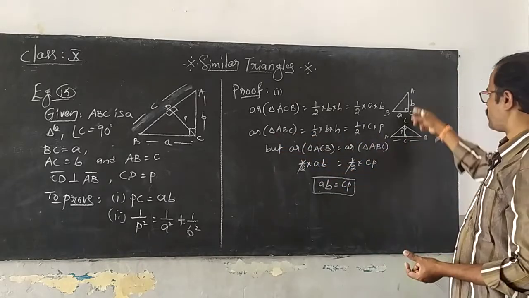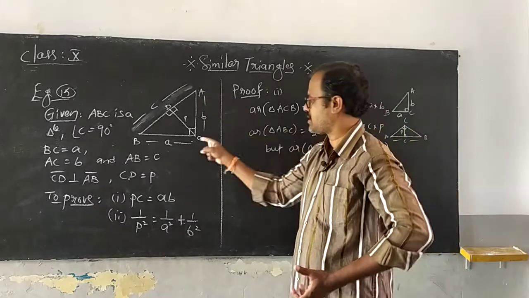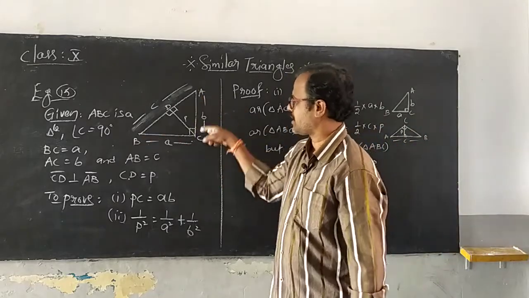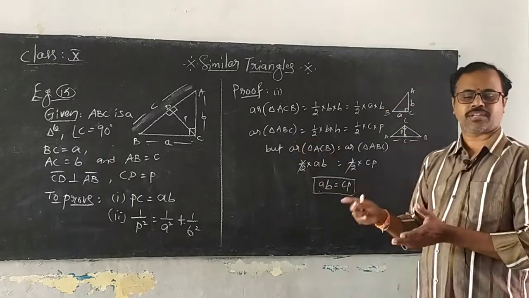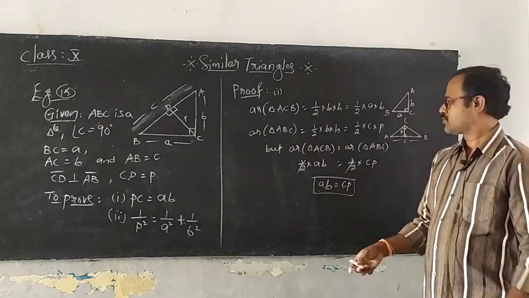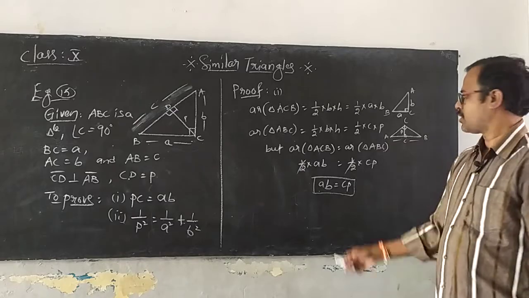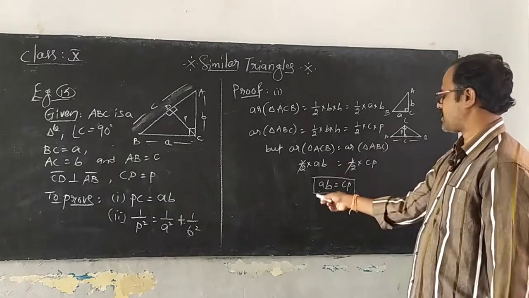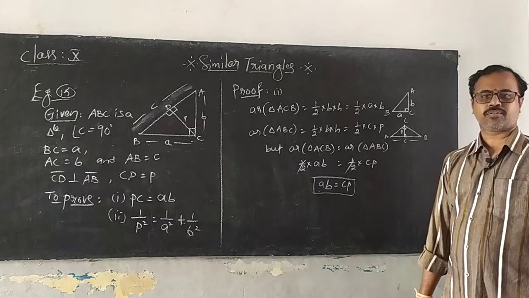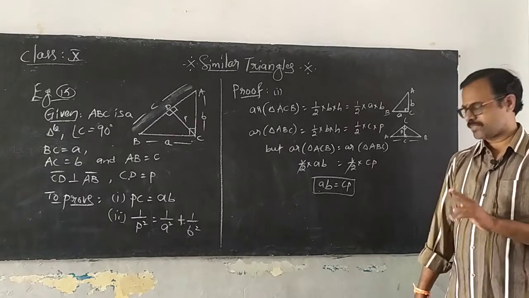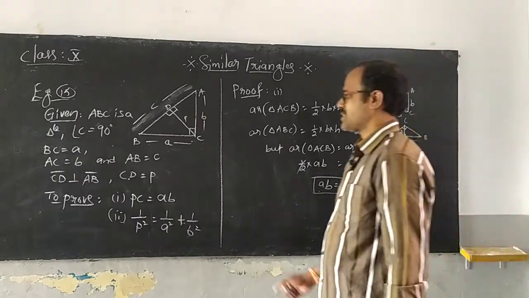Now if you observe, both are the same triangle. You see it in this direction or in this direction, the triangle is not changing, it is the same. So we write area of triangle ACB is equal to area of triangle ABC. Now we equate them, halves are cancelled, and you get ab = cp. Is it clear now? Now coming to the second one.